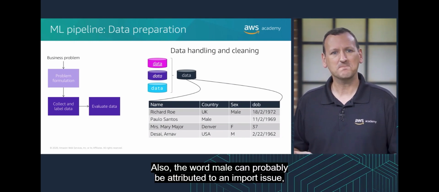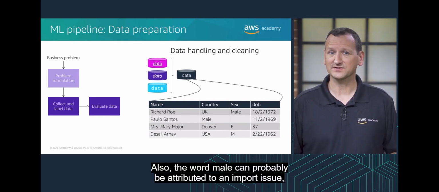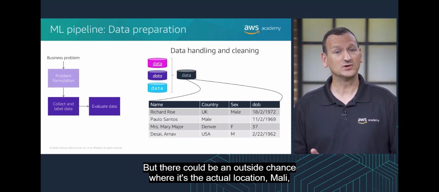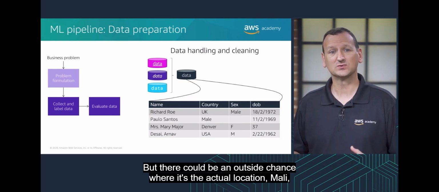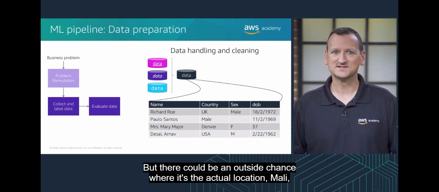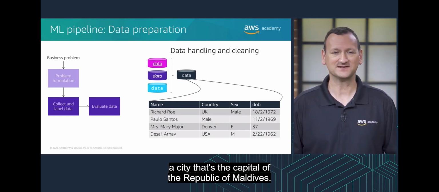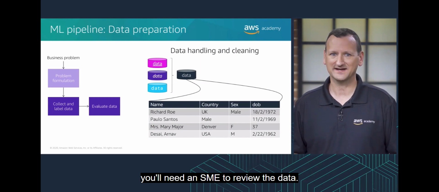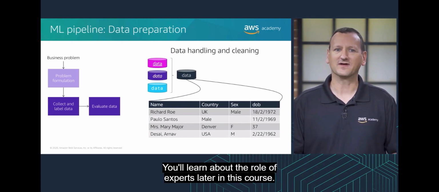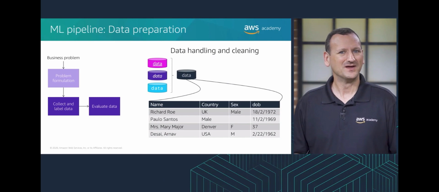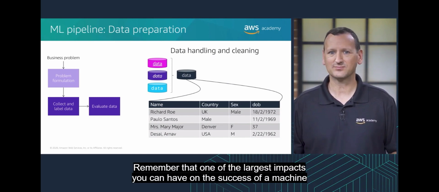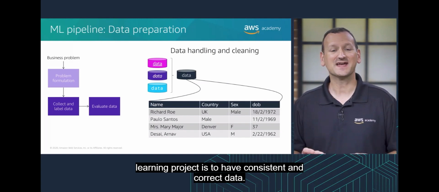Also, the word male can probably be attributed to an import issue where cells shifted position. But there could be an outside chance where it's the actual location, Male, a city that's the capital of the Republic of Maldives. At times, this error identification isn't as simple, and you'll need an SME to review the data. You'll learn about the role of experts later in this course. Remember that one of the largest impacts you can have on the success of a machine learning project is to have consistent and correct data.